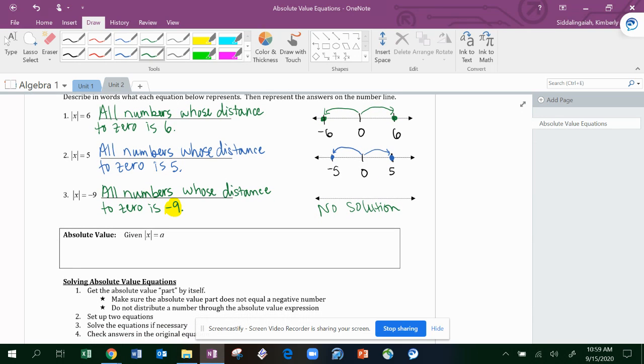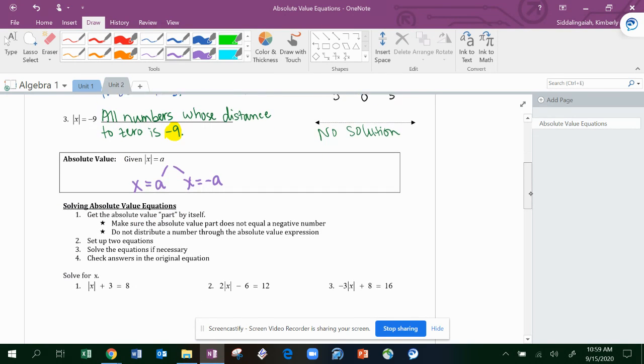Can't have negative distance. So to account for the fact that we have numbers both to the left and the right of 0, if you are given the absolute value of x equals a, where a is just some number, could be 6, could be 5, could be 23, could be 506, we don't know. If we're given that, we end up creating branches, and we say that x could be a, or x could be -a. And this is the first of many, many times throughout this entire year we're going to be using branches.